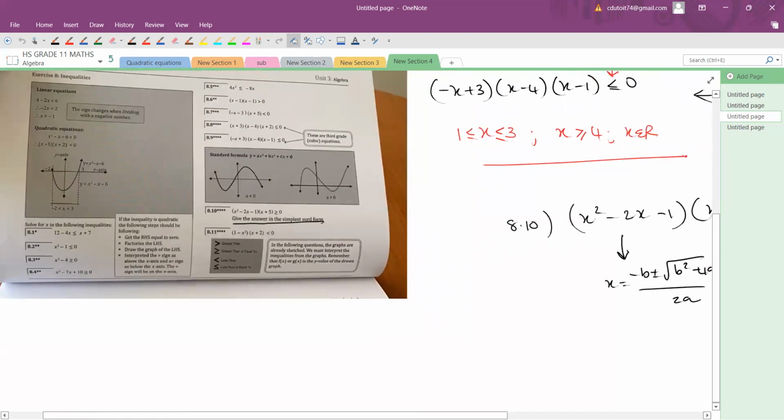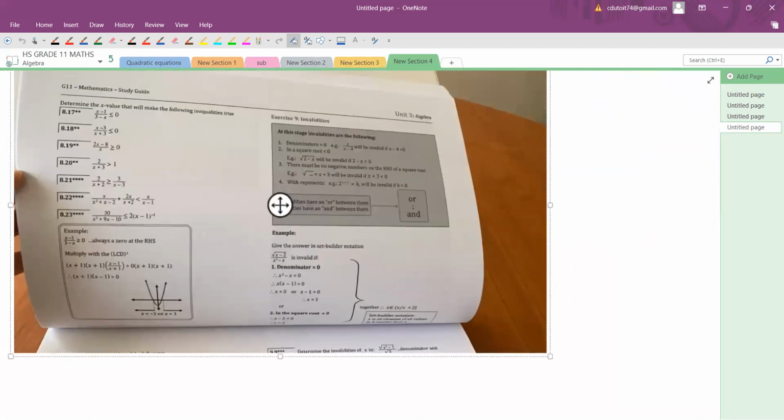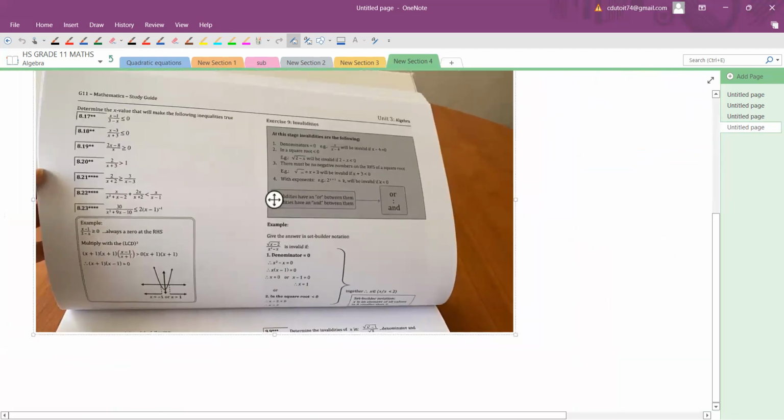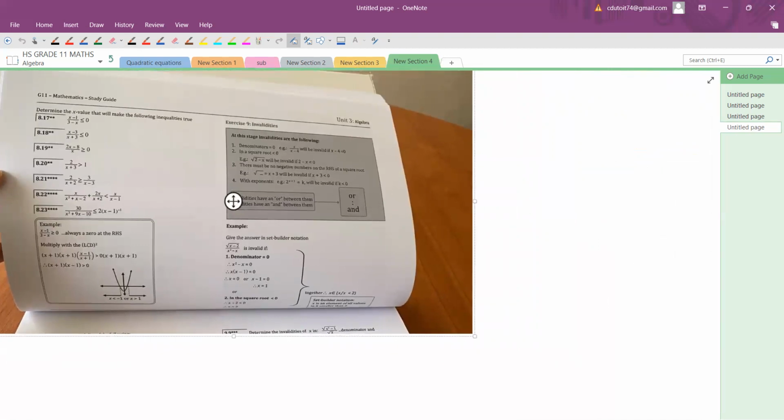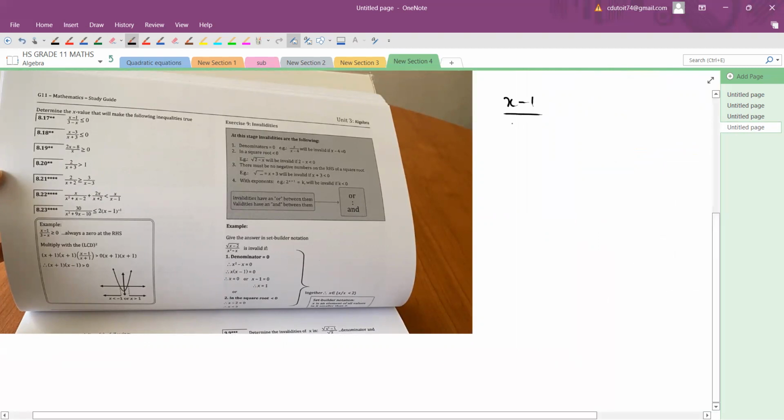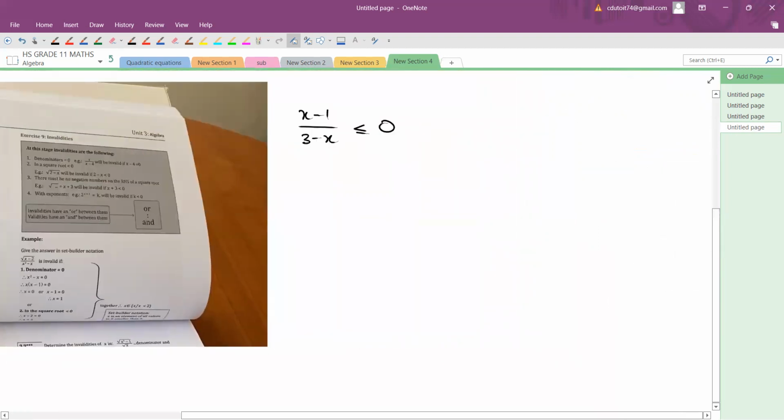Okay. Let's go to the next page. This is a problem page. Okay, let's start with 8.17 first. I have x minus 1 over 3 minus x is smaller or equal than 0. So it's already factorized. There's the line, and the one value is a 3. Can you see that? And the other value is a 1. But x is not allowed to be 3 because then I have an undefined value.